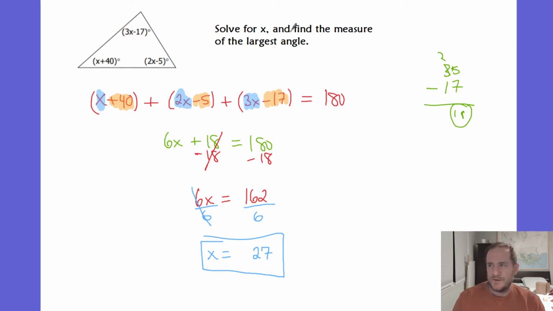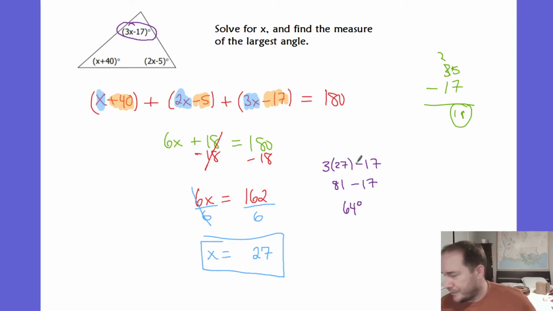Now the second part where I said solve for the measure of the largest angle, you can kind of just eyeball this. It certainly seems like this one is the largest one. It looks like it should be almost 90 degrees, and the other two are smaller. So assuming we're drawn to scale, we can just solve that. So we'll go 3 times 27 minus 17. That's going to be 81 minus 17. That's going to be 64. I think that's right.